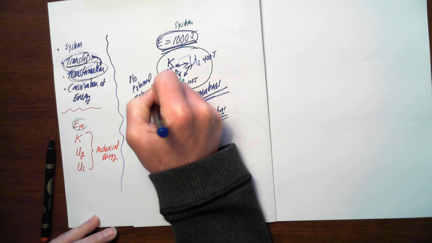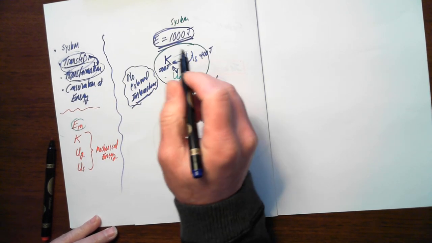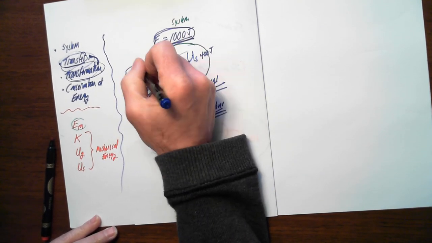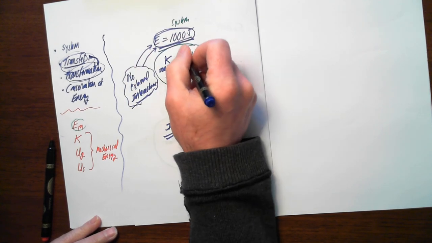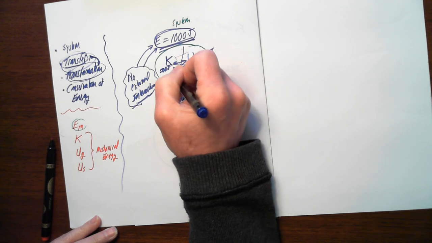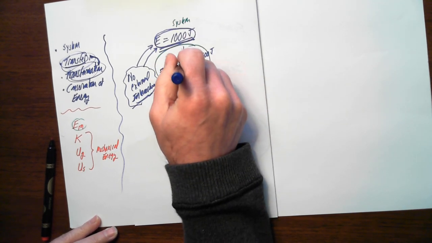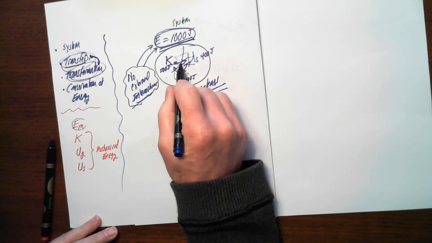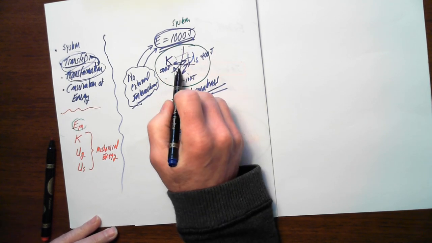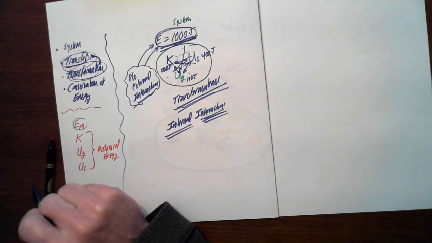So if you have no external interactions, my friends, then there is nothing. I don't care how violent, how lovely, how terrifying, how anything, there is nothing that can happen inside of your system that can change that amount. Okay? All right.